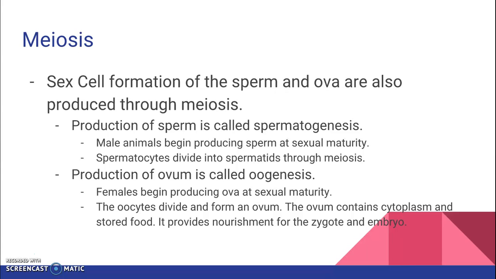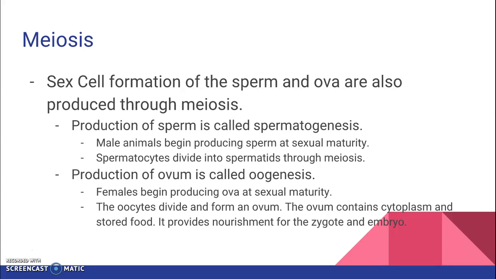Sex cell formation: the sperm and the ova are produced through meiosis. So production of sperm is called spermatogenesis. Males will actually begin producing sperm at sexual maturity. Spermatocytes will divide into spermatids through meiosis, and those spermatids are what then become mature sperm as they sit in the epididymis, and that is what will be ejaculated into the female.